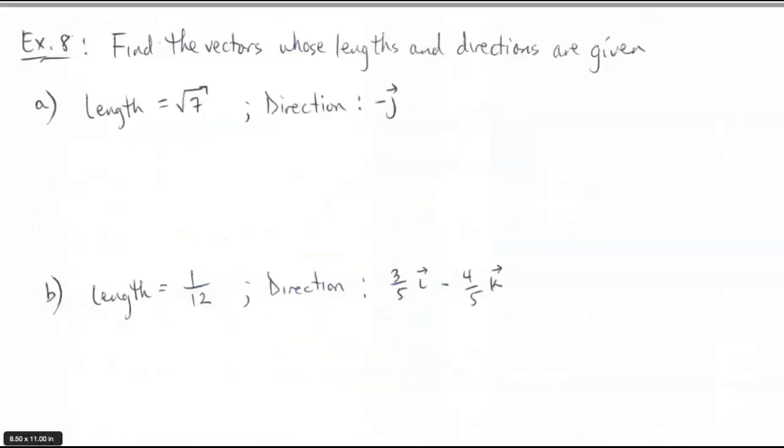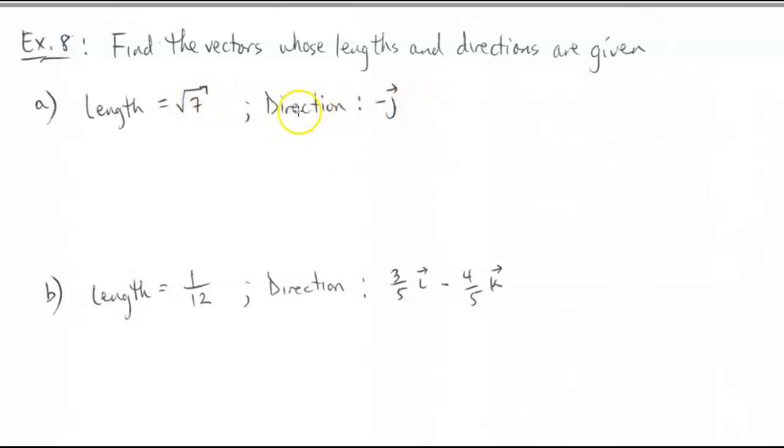So in example 8, we're kind of doing the opposite of what we did with example 7. In example 7, we had a vector, and what we wanted to do is break it down into the product of its length and direction. What we want to do here is, given the length and the direction, figure out what the vector is going to be. Okay. Now for this first one, it's pretty easy.